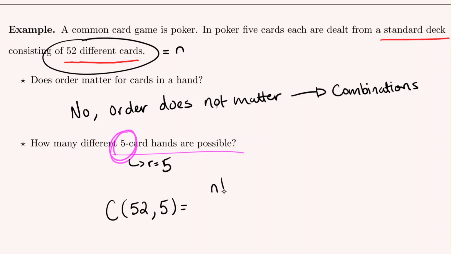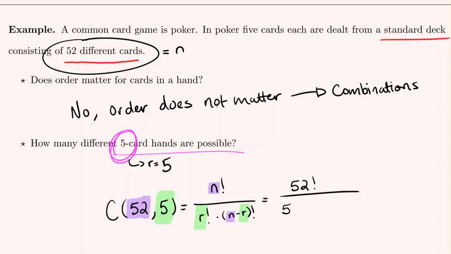We know the formula, if we look at our previous formula, it was n factorial over r factorial times n minus r factorial, where n is 52, so this is 52 factorial over r factorial, which is 5 factorial, times 52 minus 5, close parentheses, then apply the factorial. I'll need to simplify this.